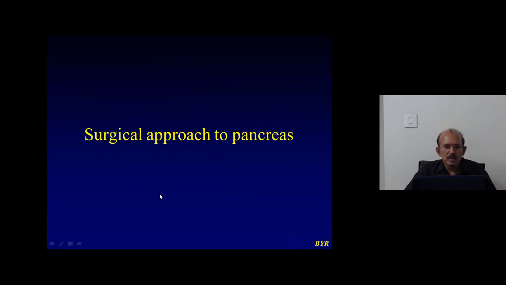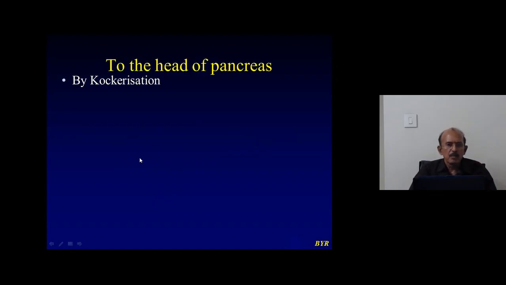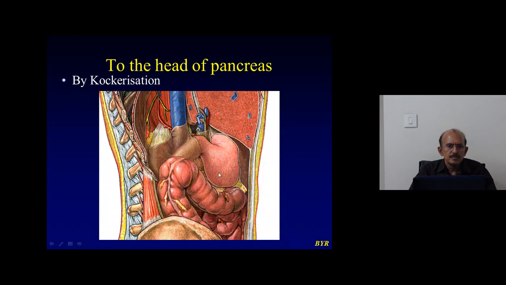Before we close this topic, we will discuss how we approach the pancreas surgically, because the pancreas is deeply situated in the abdomen. To go to the head of the pancreas, you have to go by a procedure called Kocherization. This is again an important short notes question. So where is the pancreas here? You can't see the pancreas here because it's covered by the duodenum on the convex border, anteriorly by the transverse colon, and the pylorus of the stomach. So you can't see the pancreas.